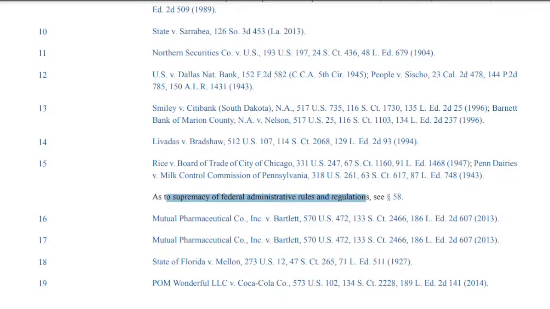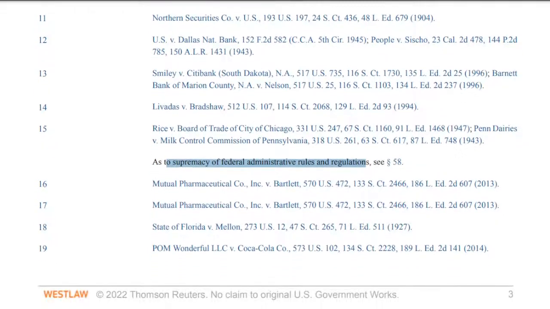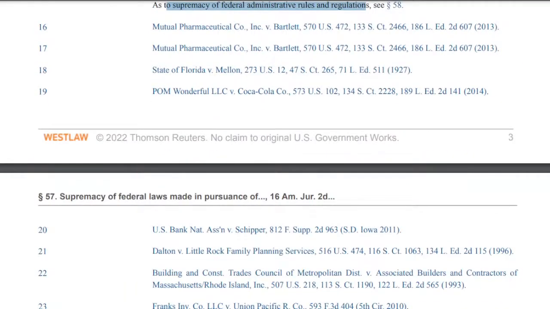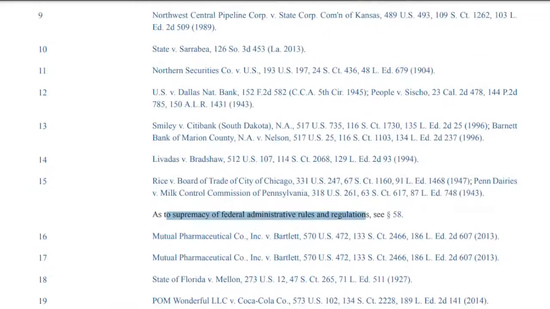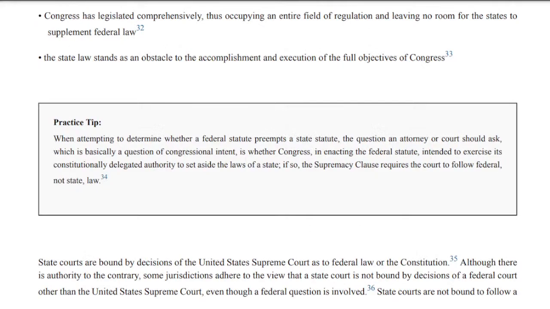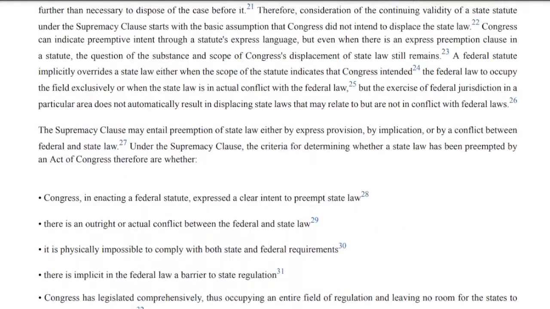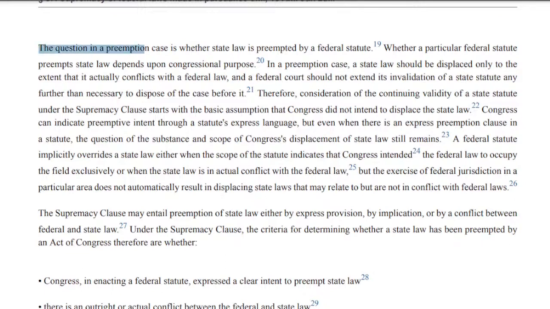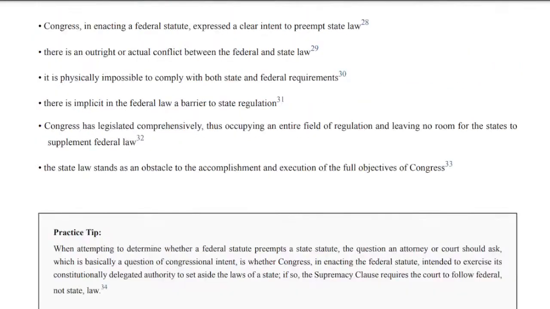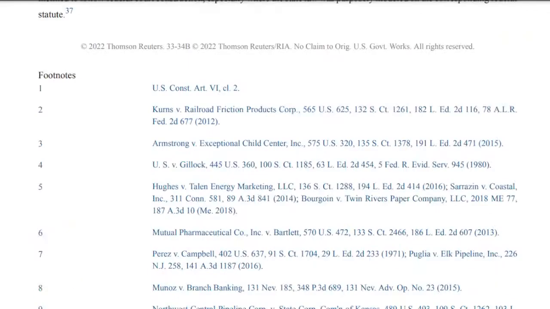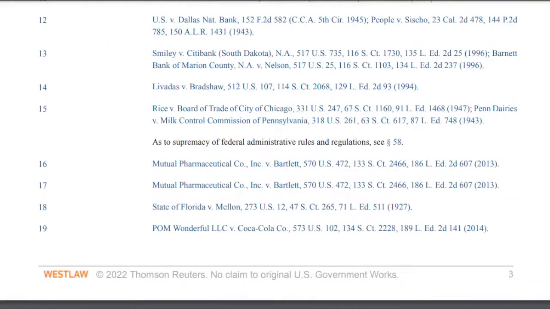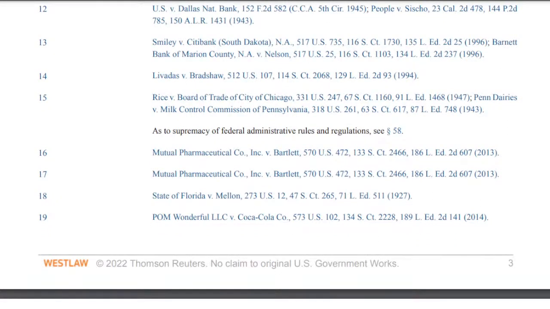Look, Rice versus Board of Trade of City of Chicago, 1947. Interesting stuff here. Palm Wonderful LLC versus Coca-Cola, 2014. Footnote 19. What were they referring to here? So these are great case precedents that are set. The question in a preemption case is whether state law is preempted by federal statute. So there must be a conflict or something like that, or a federal statute. So these are the cases where you'll find the text of these cases. Some interesting stuff. You have State of Florida versus Mellon, 1927.